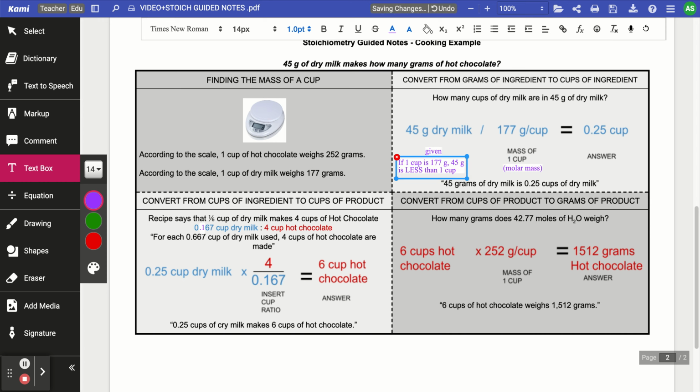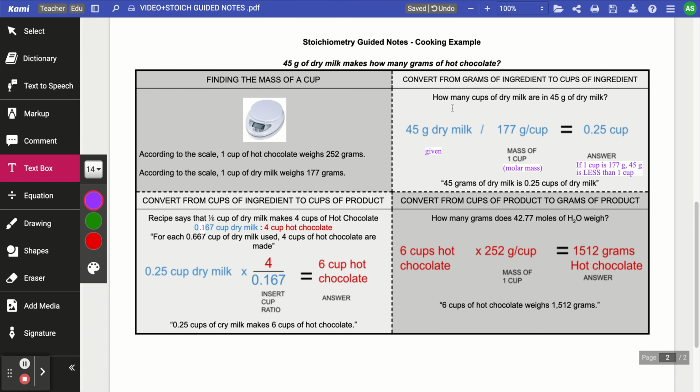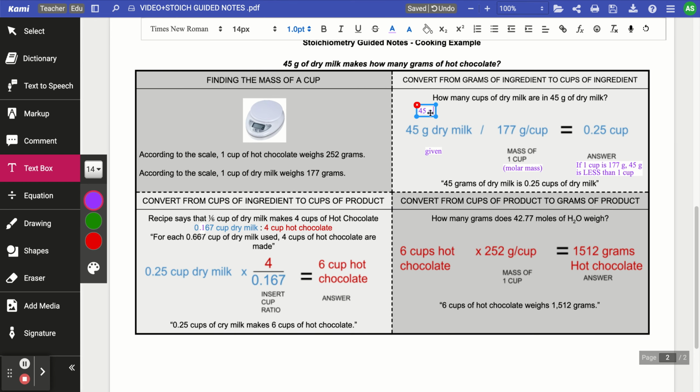So how much of a cup is it? It's 1/4 of a cup. How did I get that? By dividing. What I said here was, hey, 45 grams total, and 1 box is 177 grams. How many boxes are there? Well, you divide to do that. And that tells you that you have 1/4 of a box.